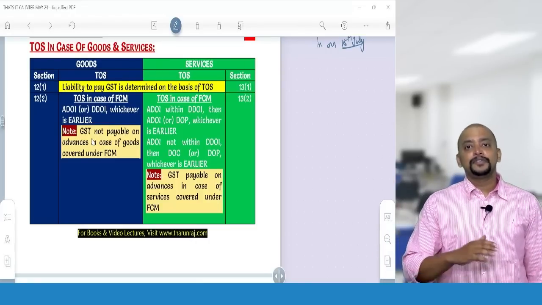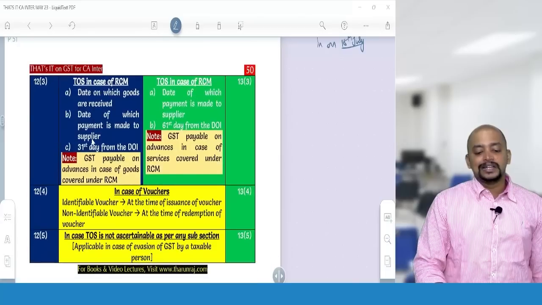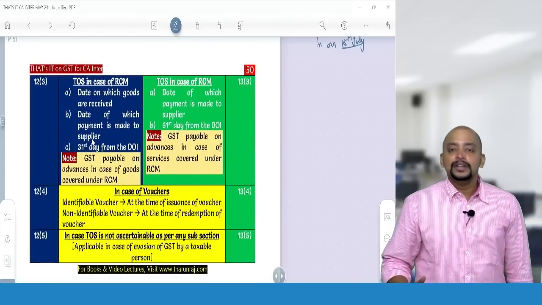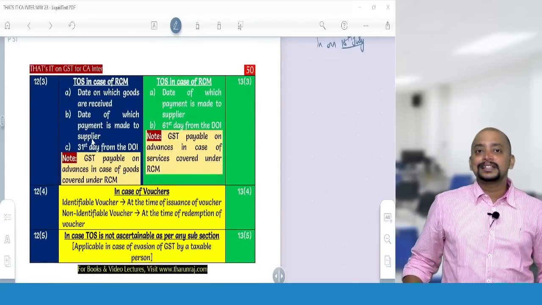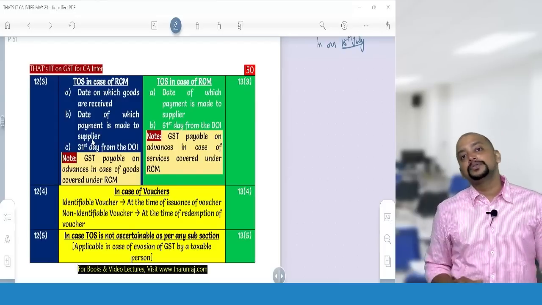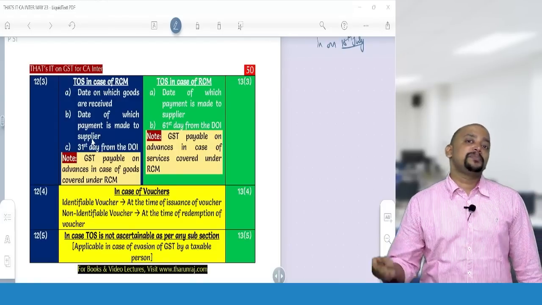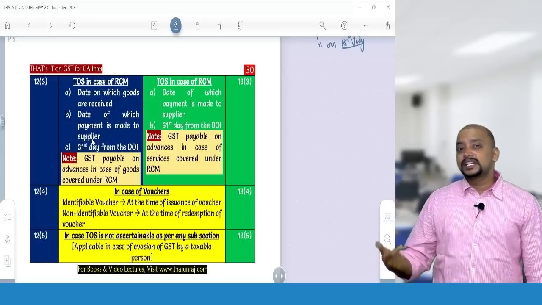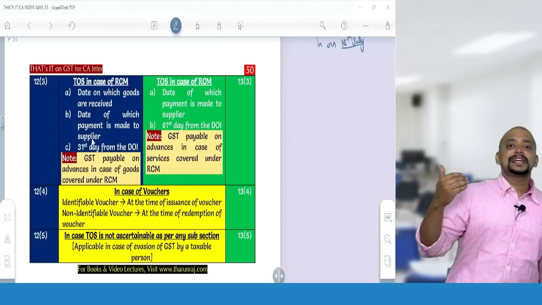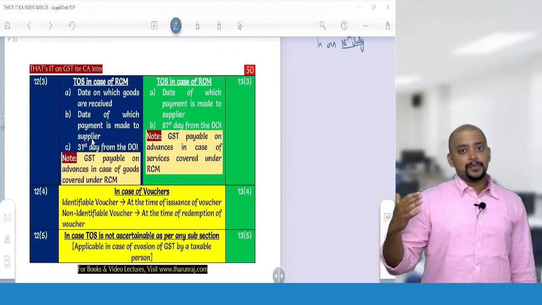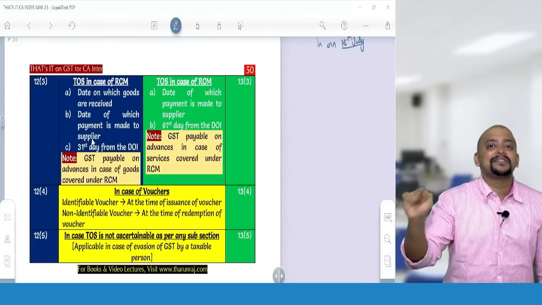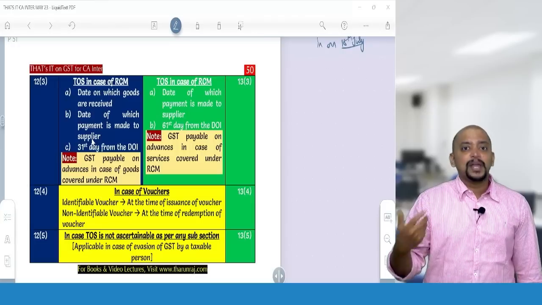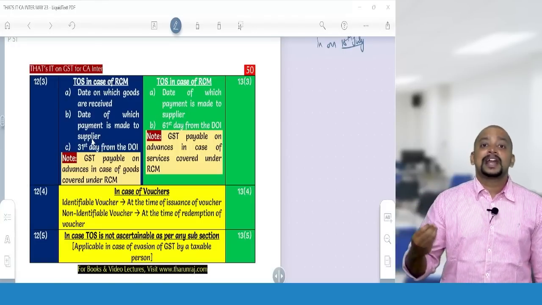Whereas in case of goods covered under RCM, 12 subsection 3, we need to take the time of supply from the recipient's point of view. That is the date on which the recipient has received the goods, the date on which the recipient has made payment to the supplier, or the 31st day from the date of invoice, whichever is earlier, will be taken as the time of supply. So in this case, as date of payment is given as one of the dates, is GST payable on advances in case of goods covered under RCM? Yes.